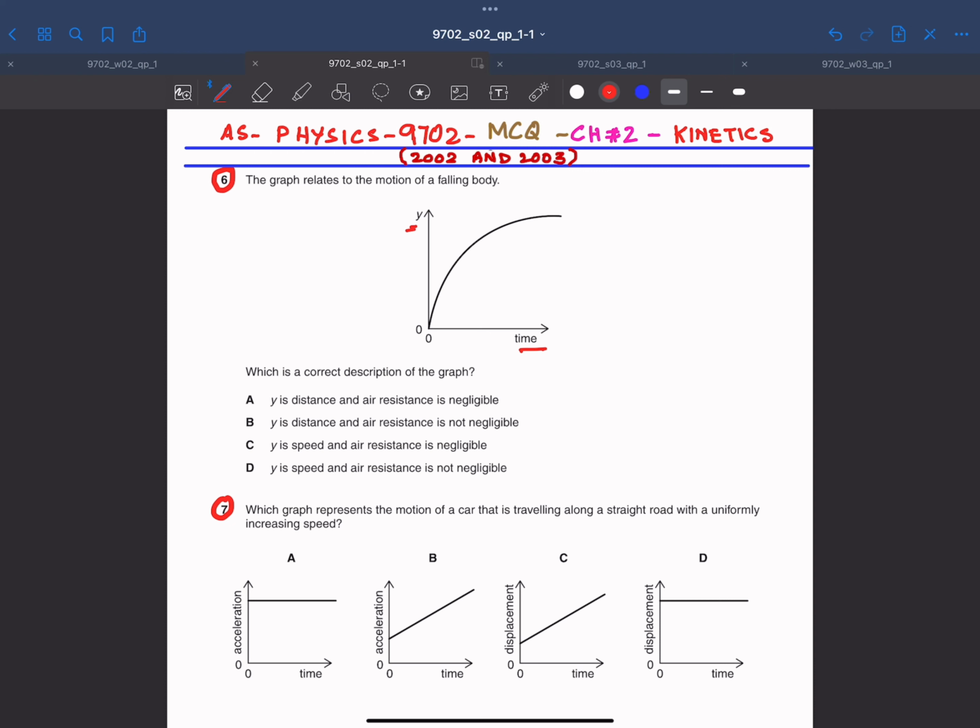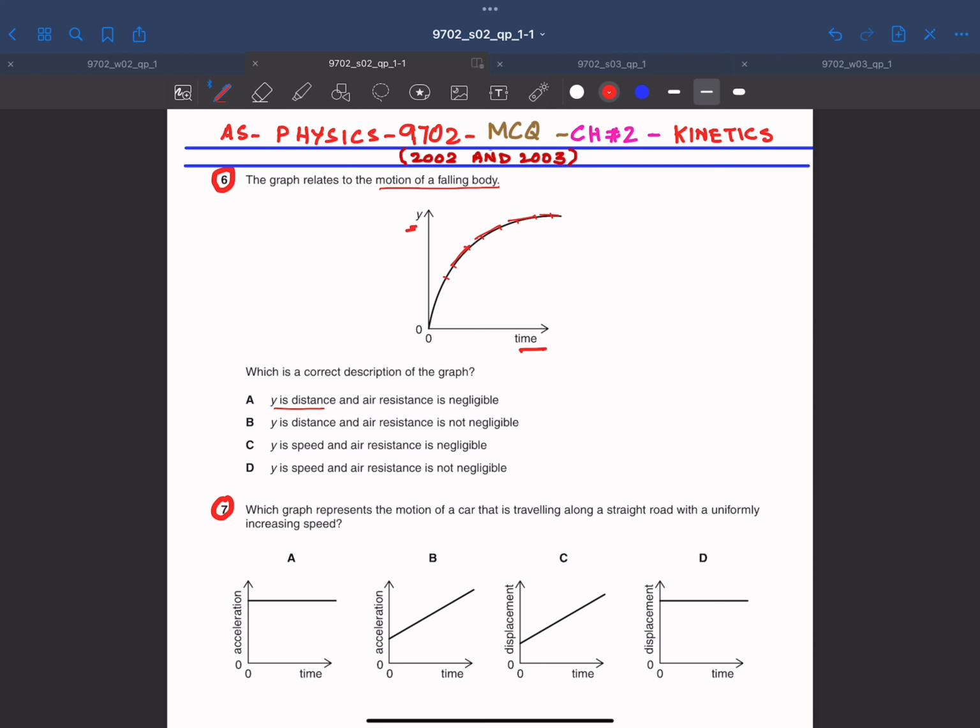Here we have to consider two very basic points. First of all, check this thing: motion of a falling body. It means that if we are considering distance, y is the distance, and air resistance is negligible. So here you can see that the graph is increasing with a decreasing rate, slowly and gradually the value is increasing while the slope is decreasing.